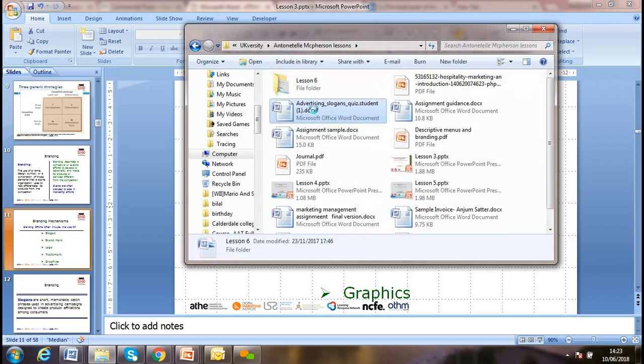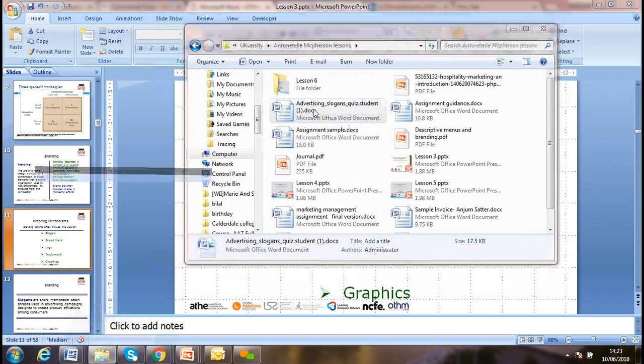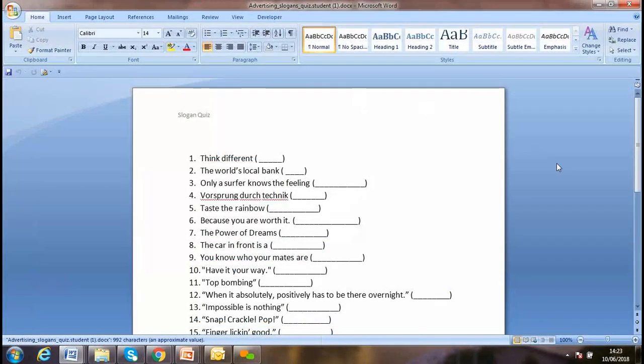So I'll just go through with you a little bit, so that will help you. Think different. The World's Local Bank. These are all slogans different companies used. Power of Dreams is Honda. Can you recognize any company here?